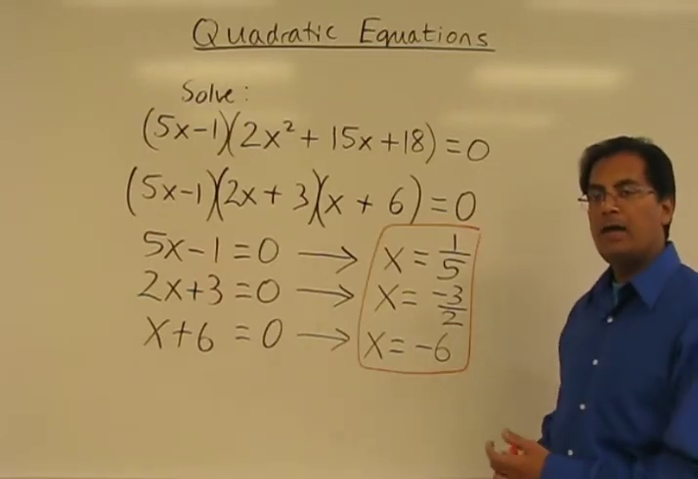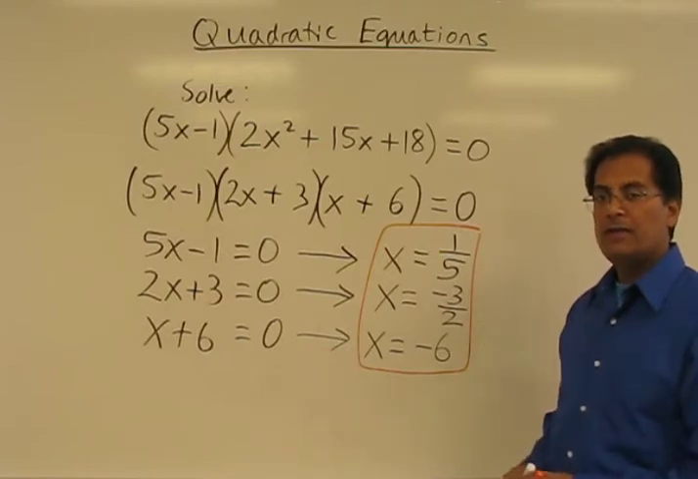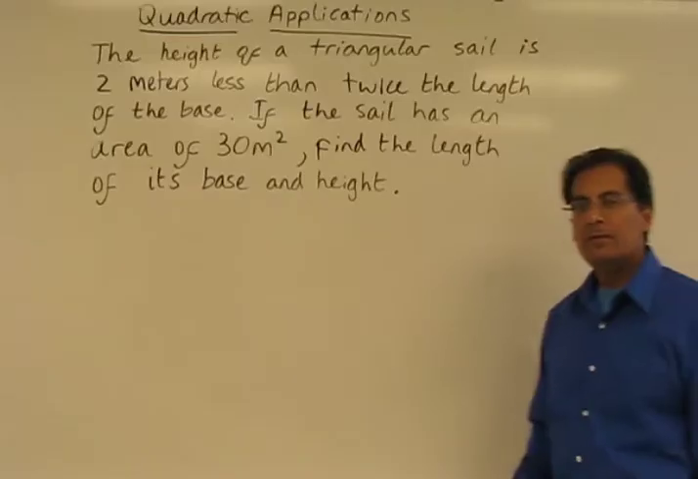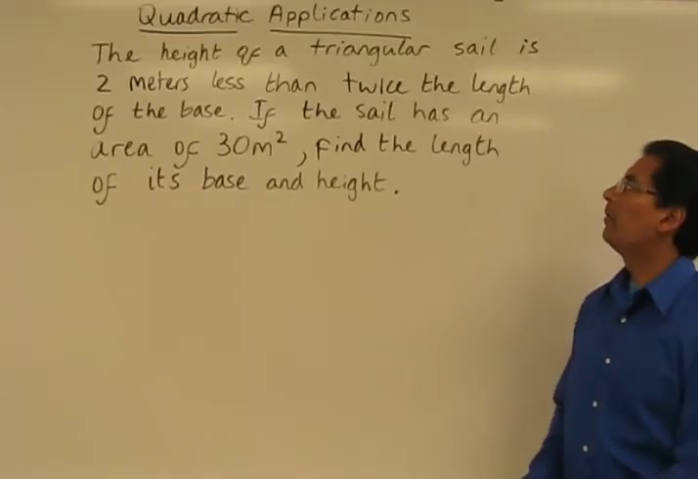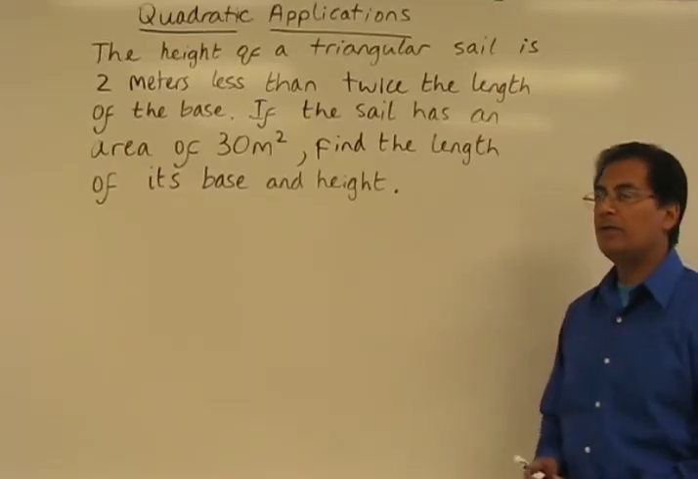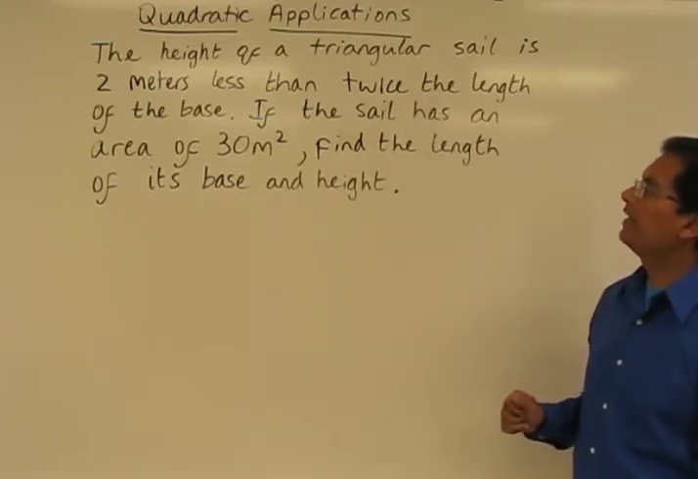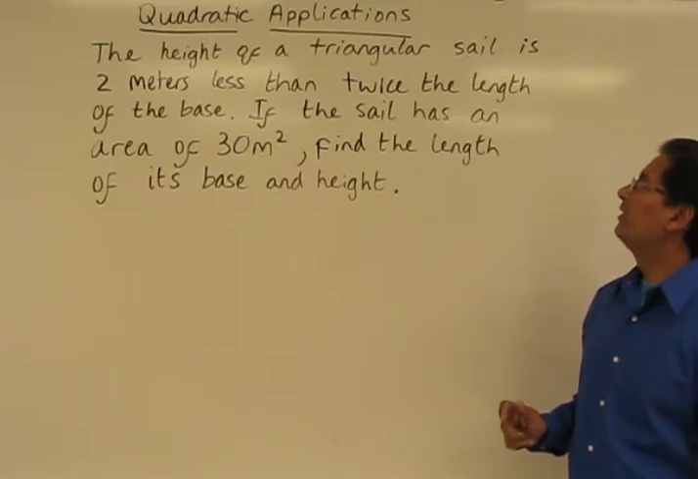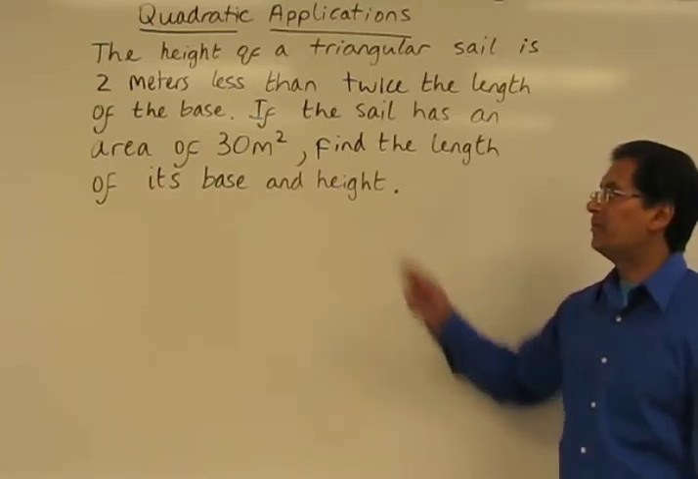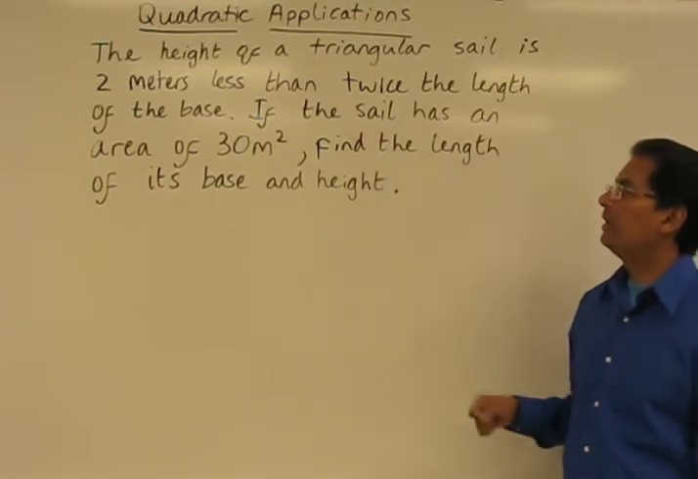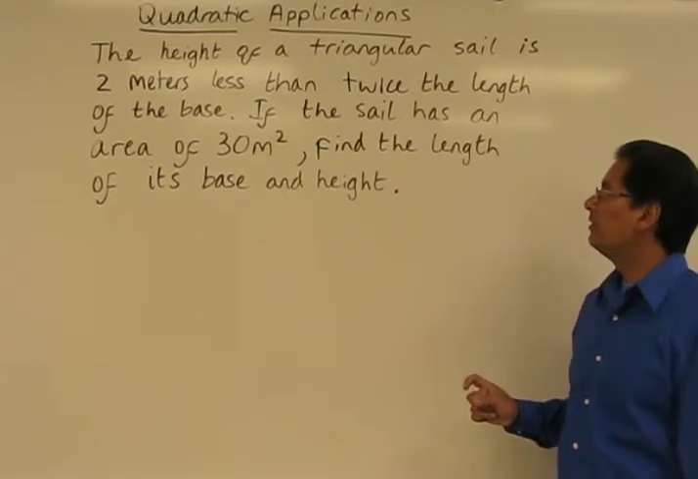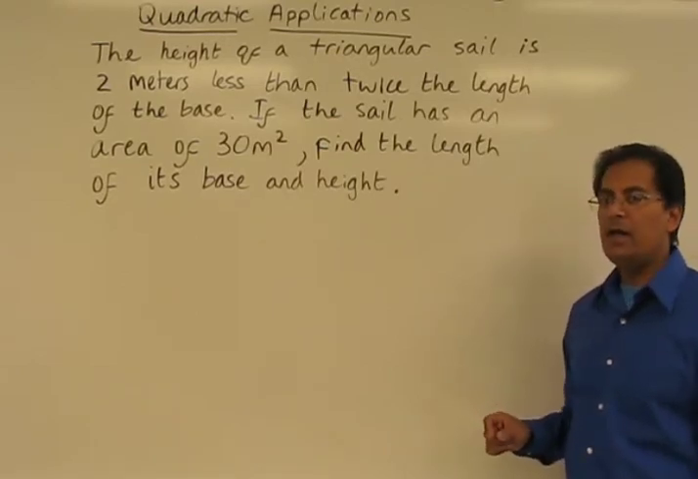Now we can actually apply solving quadratic equations to some real life problems, and let's do that. So here's one application of a quadratic equation. It says here, the height of a triangular sail is 2 meters less than twice the length of the base. If the sail has an area of 30 square meters, find the length of its base and height.